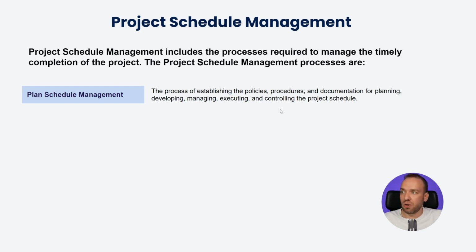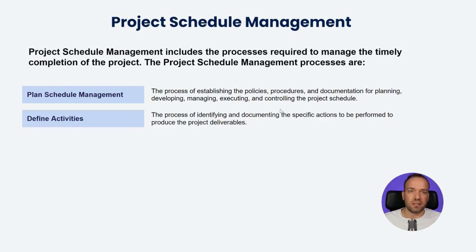The next process is define activities. So you have a scope and you have a bunch of activities. You have to sit down and, through decomposition or breakdown, don't worry if you don't know what that means, we're going to cover that in the upcoming lectures, you have to create the work breakdown structure and define the activities. It's the process of identifying and documenting the specific actions to be performed to produce the project deliverables.